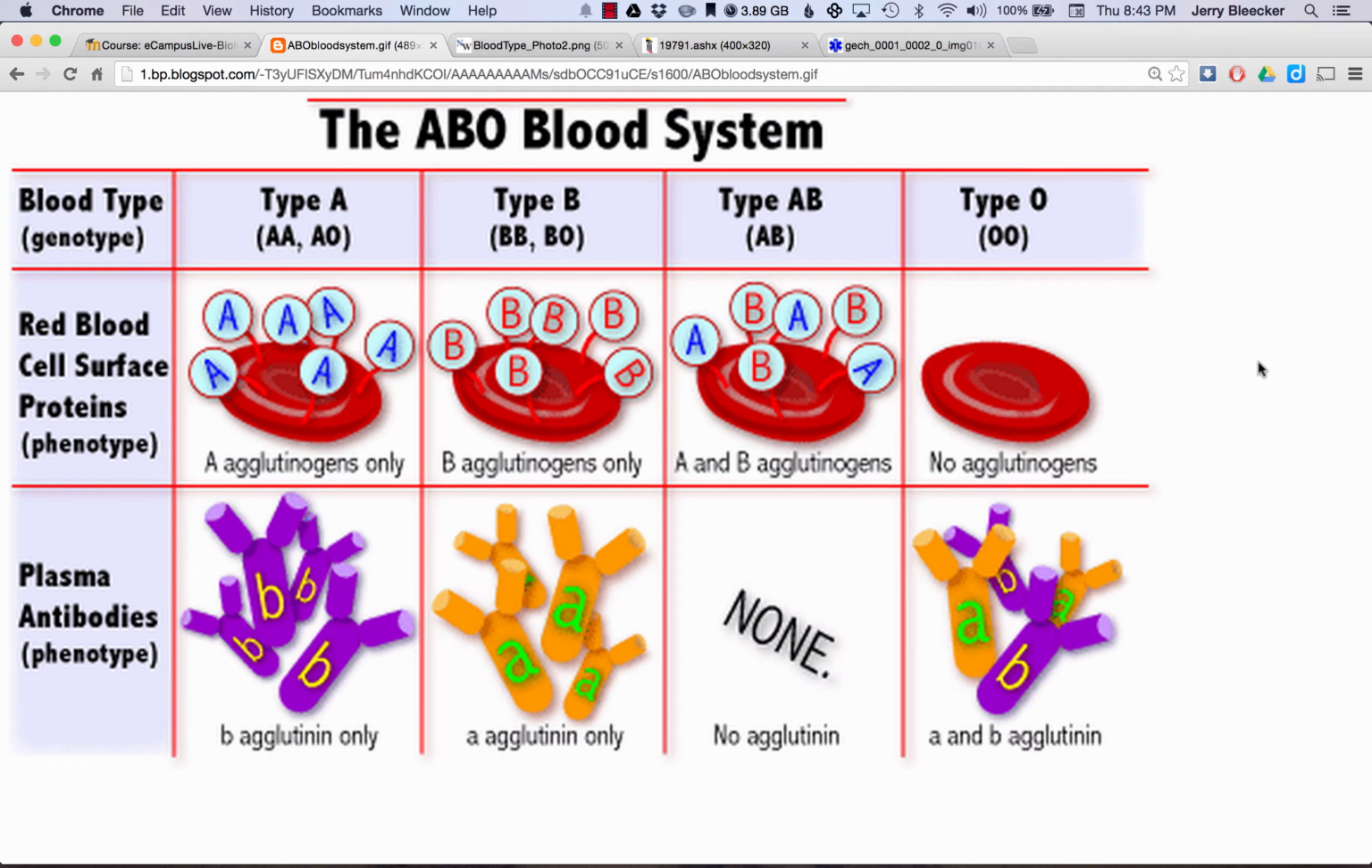But there's a lot of people in society that are type O. That's a very common blood type. Type B and type A, a little less common, still more prevalent. And then there's this AB, which is a lot more rare.